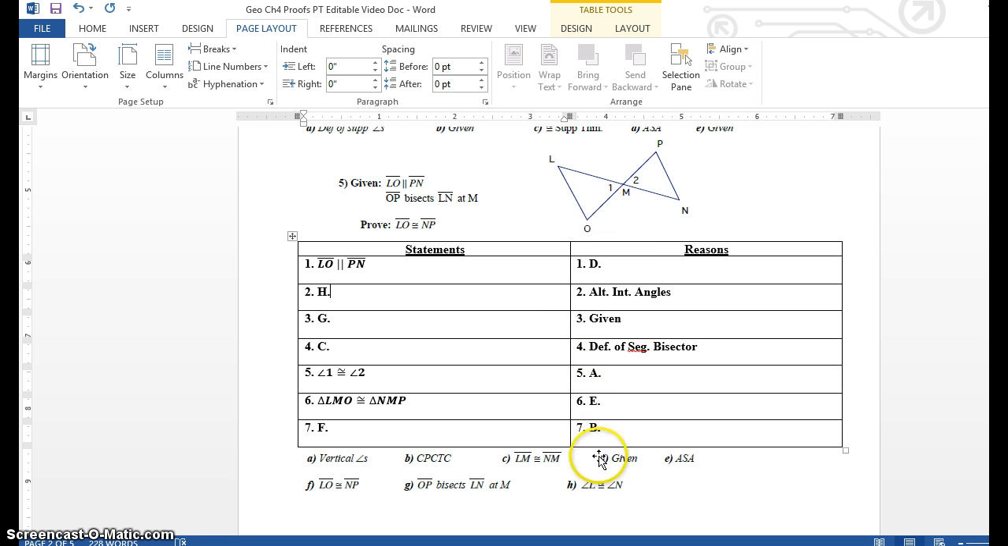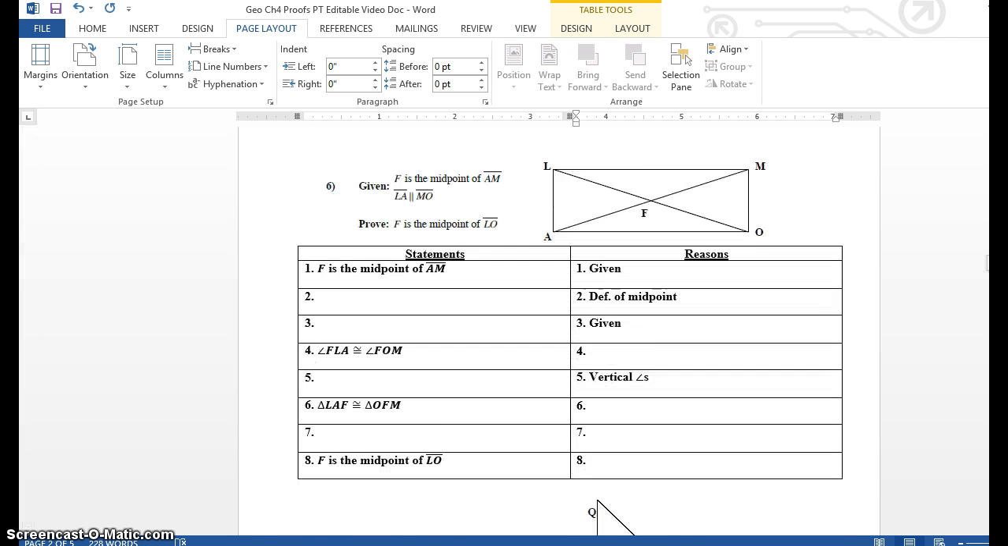This works though, because since we know LO and PN are parallel, and LN acts as a transversal, then we have alternate interior angles, right? Chapter 3, make sure you know those. They pop up a lot. For triangles especially though, it's usually just this, the alternate interior angles. Alright? So I hope you're not having too much trouble with these.